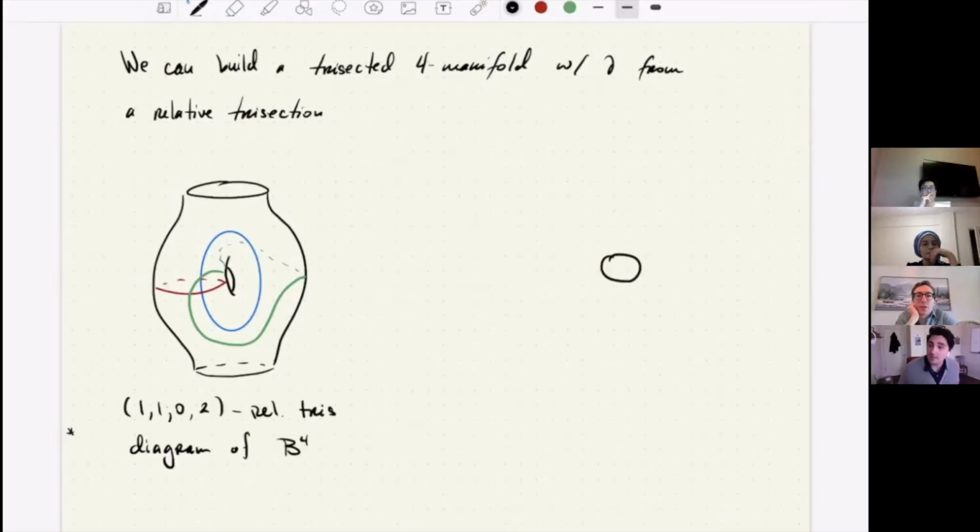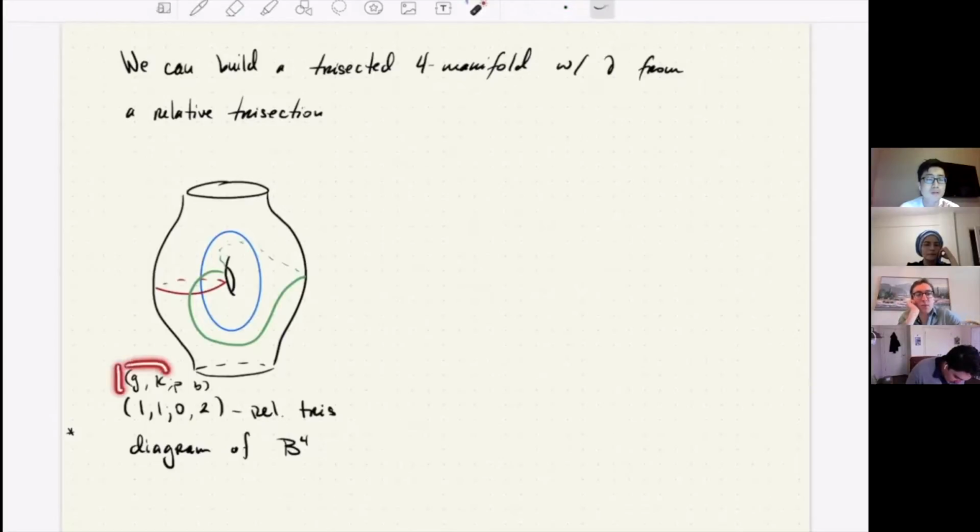Can I ask a question? Can you just go ahead. Can you just remind me with regards to these four indices, what is the order? Oh yeah, definitely. This is G. This is K. This is P. This is B. And I'm glad you asked that. So this stuff tells you the interior information, the four-manifold information, and all of this gives you information about the boundary three-manifold. We'll talk about that in a little bit.